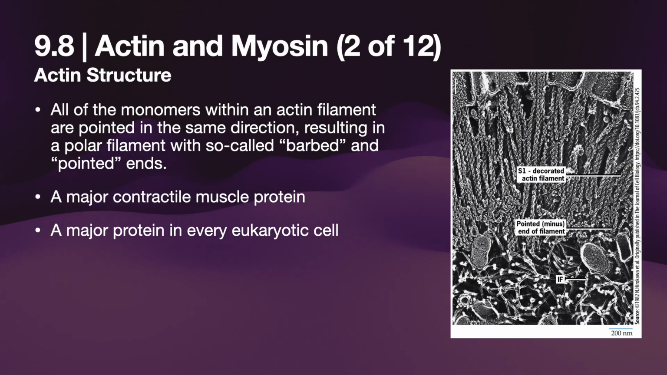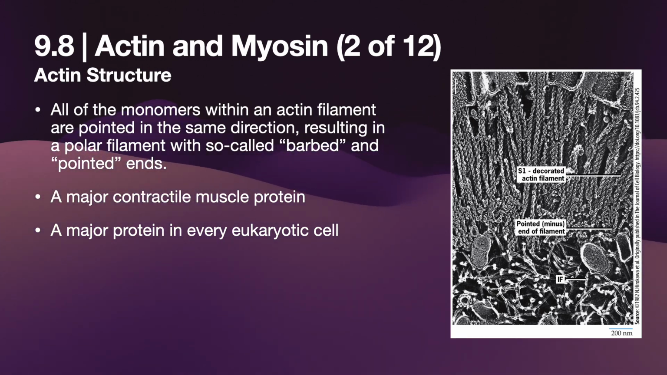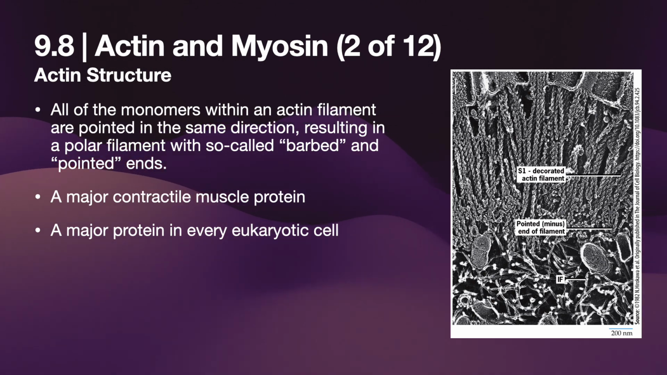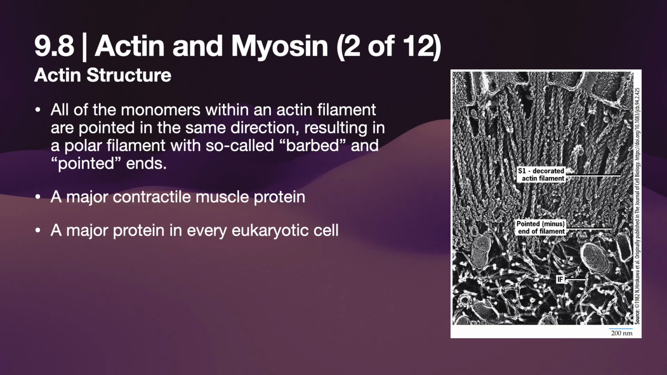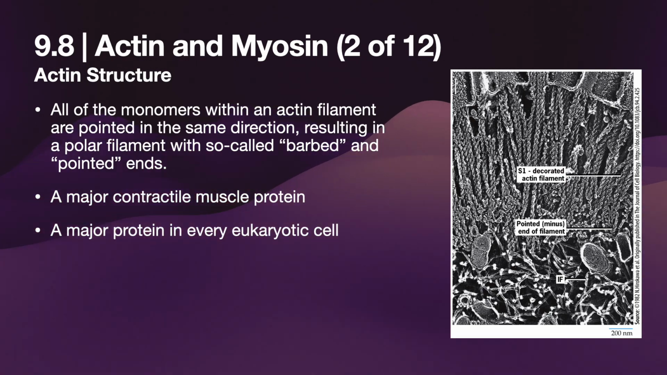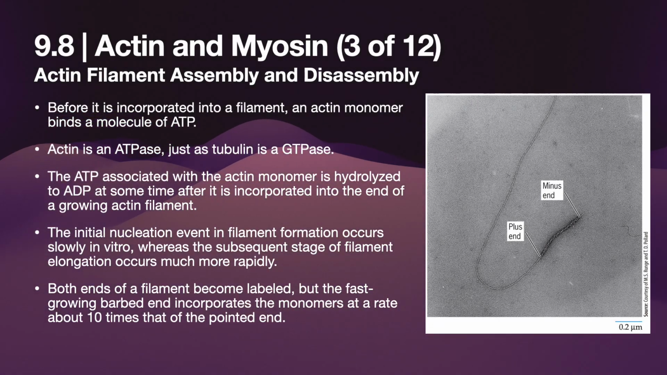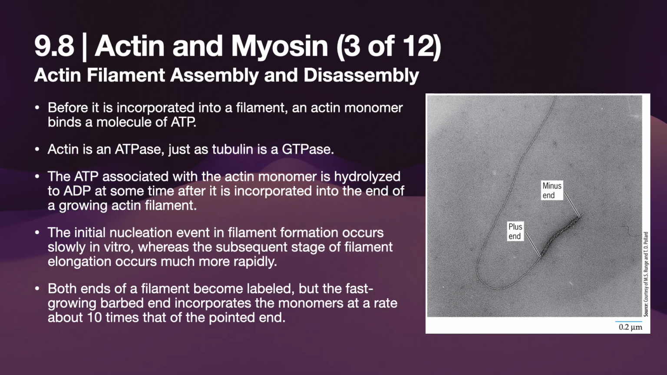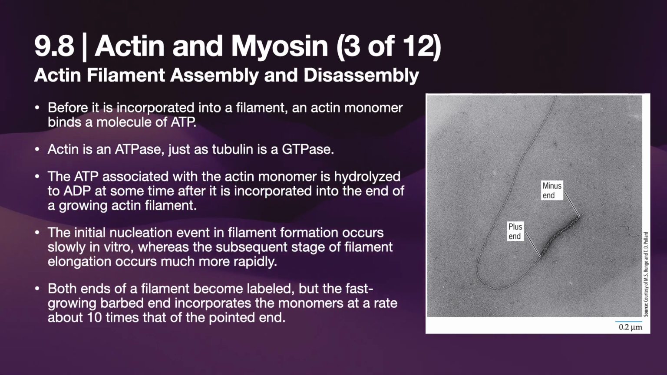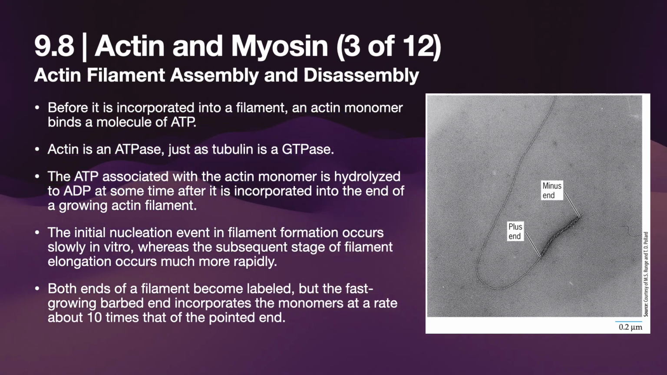All of the monomers within the actin filament are pointed in the same direction, resulting in a polar filament with so-called barbed and pointed ends. This is a major contractile muscle protein and a major protein in every eukaryotic cell. How do your actin filaments assemble and disassemble? Before it is incorporated into a filament, an actin monomer binds to a molecule of ATP. Actin is an ATPase just as tubulin is a GTPase.